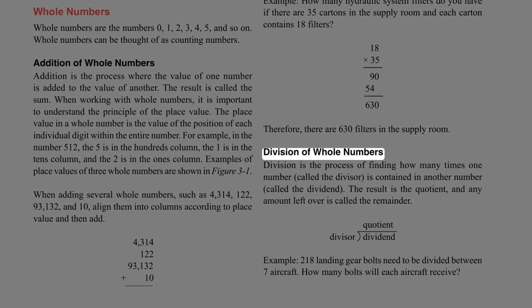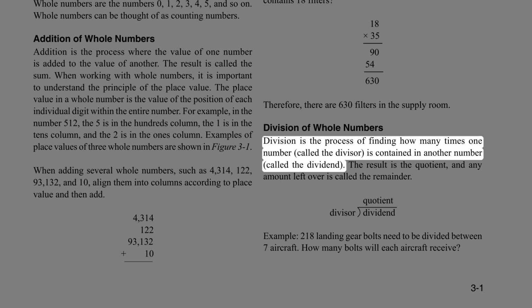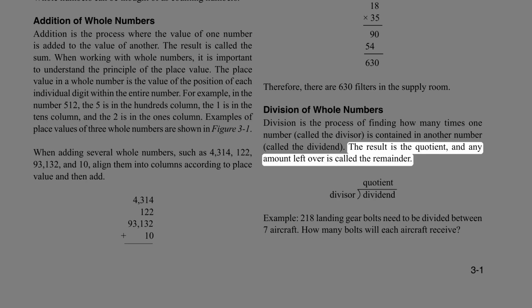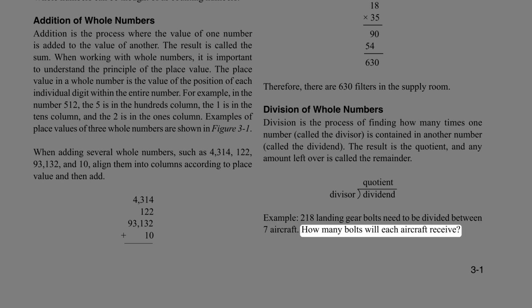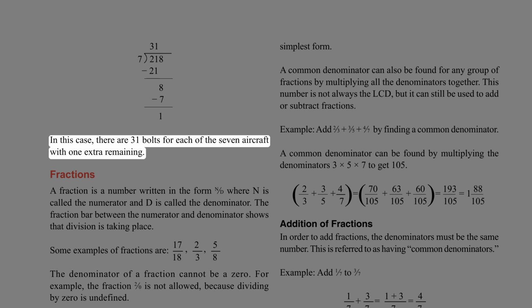Division of whole numbers. Division is the process of finding how many times one number, called the divisor, is contained in another number, called the dividend. The result is the quotient, and any amount left over is called the remainder. Example: 218 landing gear bolts need to be divided between 7 aircraft. How many bolts will each aircraft receive? In this case, there are 31 bolts for each of the 7 aircraft with 1 extra remaining.